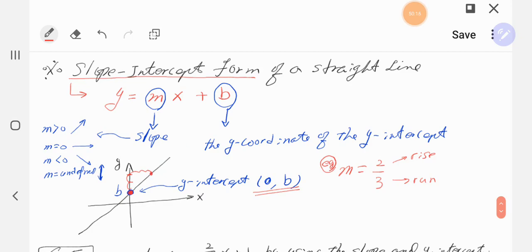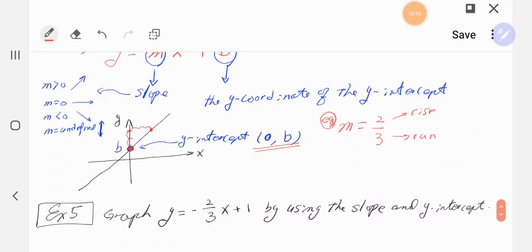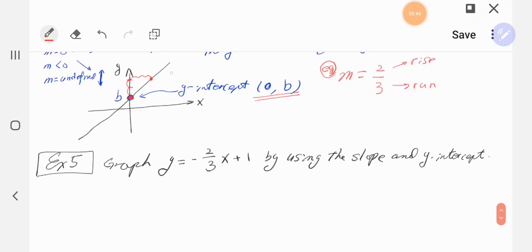Okay, so the slope of any 2 points is always the same. So if the slope is 2/3 given, then 2 up, 3 right should be the second point, and that second point should be on the same line. So using the slope and the y-intercept, we can find the second point. Once you connect these 2 points, that will be the graph of the straight line.